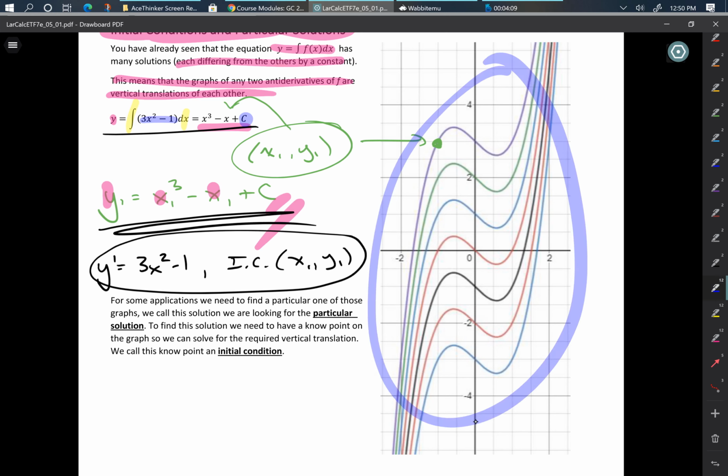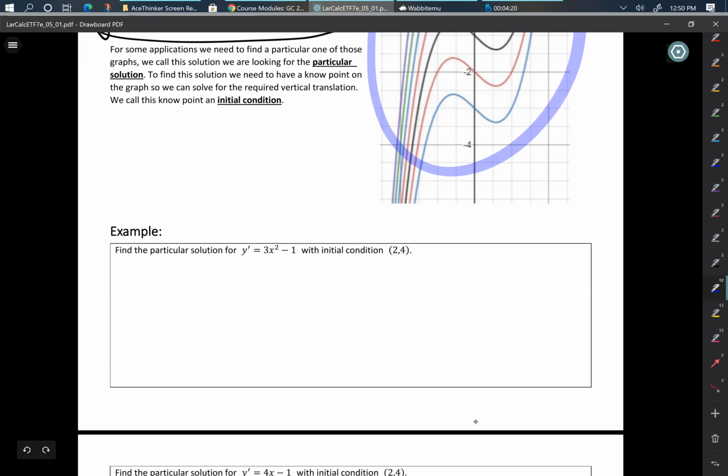Okay? Now, just to be clear, this picture over here is not all of the solutions. This is just a subset of those solutions. And then the initial condition narrows it down to one of those. So let's take a look at an example.